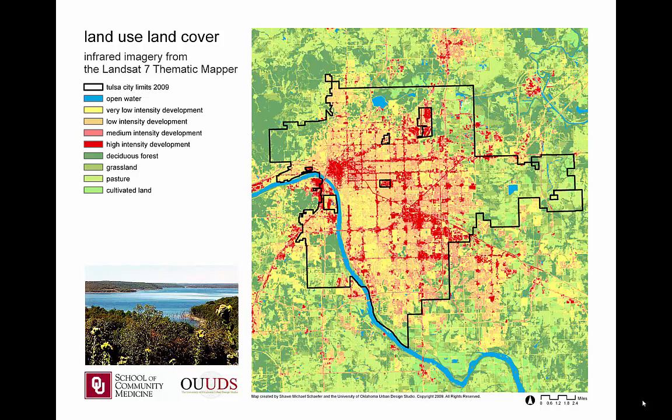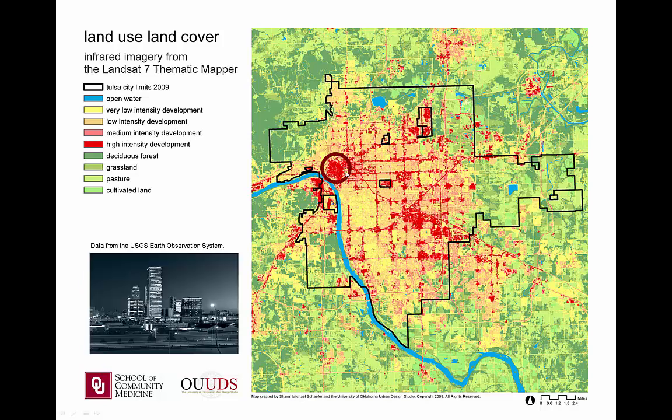The highest intensity development is shown here in red. You can clearly see downtown Tulsa, as well as a large warehouse district at the intersection of Broken Arrow Expressway and Interstate 44. If you look closely, you can even make out the highways and streets themselves. Orange and yellow areas are lower intensity development, like housing subdivisions.